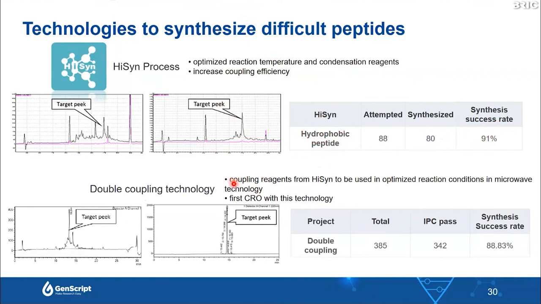We also have a double coupling technology, which we actually use. We have optimized the use of coupling reagents from Hysing technology together with optimized reaction conditions in the microwave technology. And we are actually the first CRO with this double coupling technology, allowing us to increase the success rate of those initially difficult peptides that are unable to be synthesized using normal means.